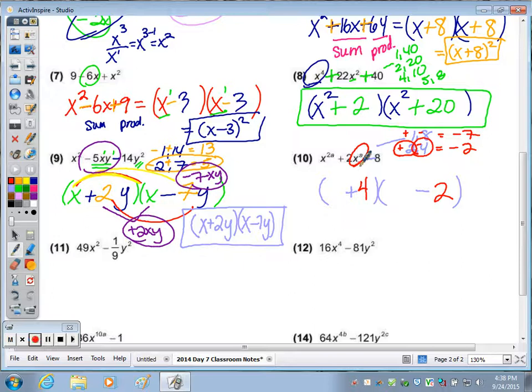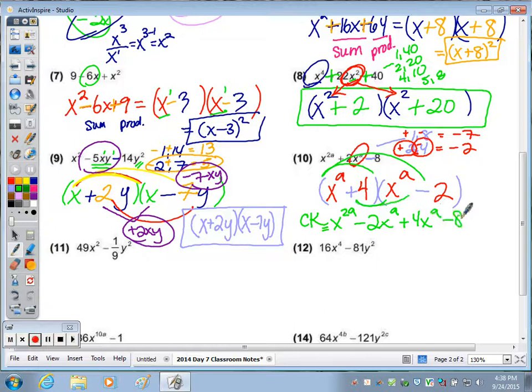This middle term is going to be as it was up in this question here. That's going to be the term that leads your binomials. So it's x to the a times x to the a. Because when I multiply, as a check, x to the a times x to the a is x to the 2a. Outside is negative 2x to the a. Inside, positive 4x to the a. And then negative 8 to give us a sum in the middle of 2x to the a, which checks. So the factors are right here, x to the a plus 4, x to the a minus 2.